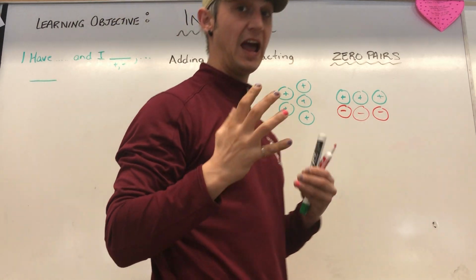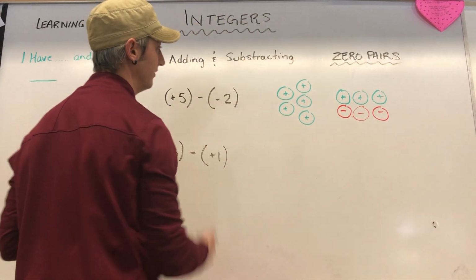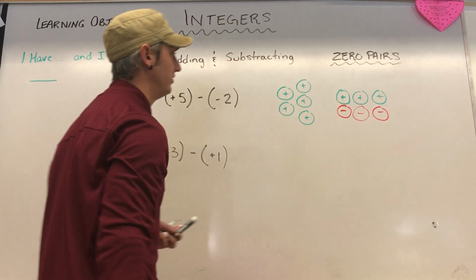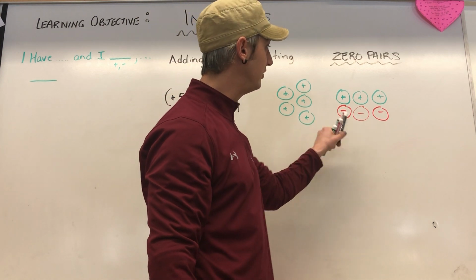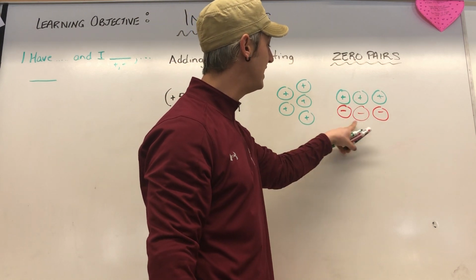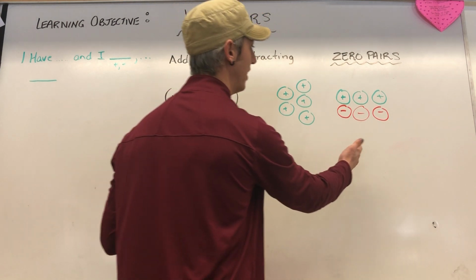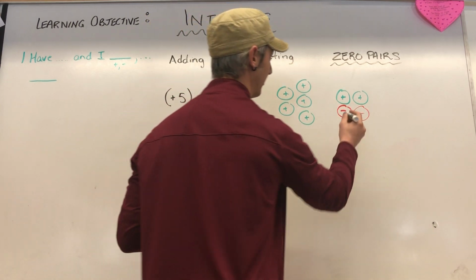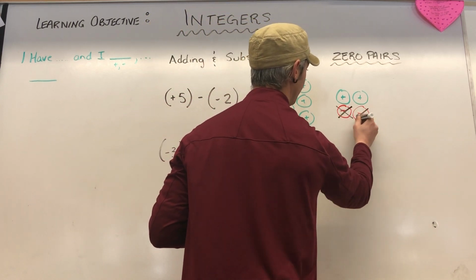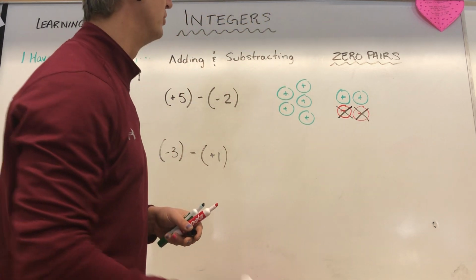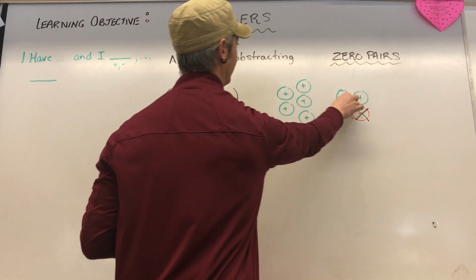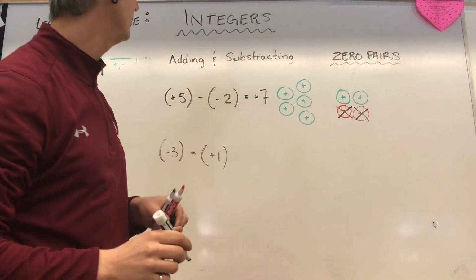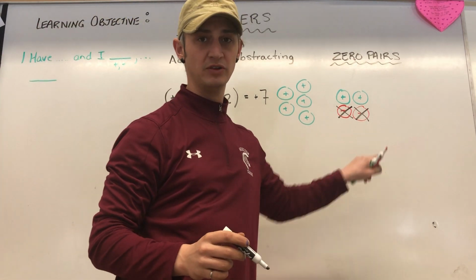So 0 pairs are going to help me now to take away negative 2. So I have positive 5 and I need to take away negative 2. Well, I can create negatives to take away by creating 0 pairs. I'm only going to need 2 0 pairs because I only need to take away 2 negatives. And I'm going to take away those 2 negatives, and then I am left with 1, 2, 3, 4, 5, 6, 7 positives, which is, in fact, the answer to this question, positive 7. This is how we do it visually.